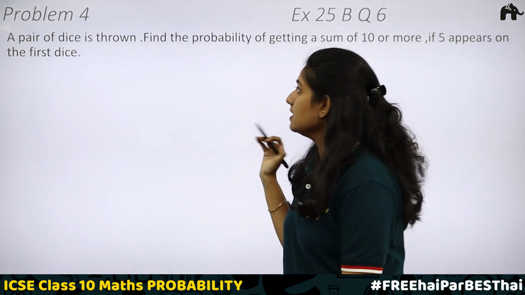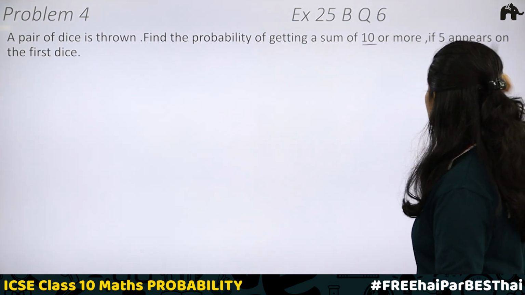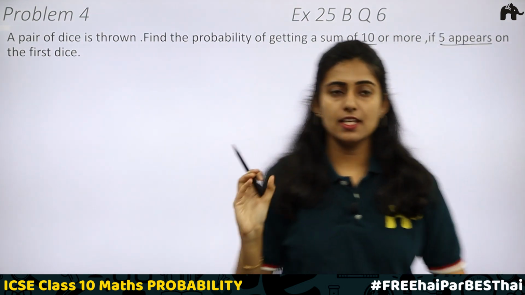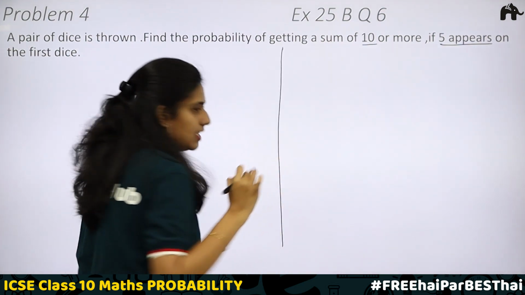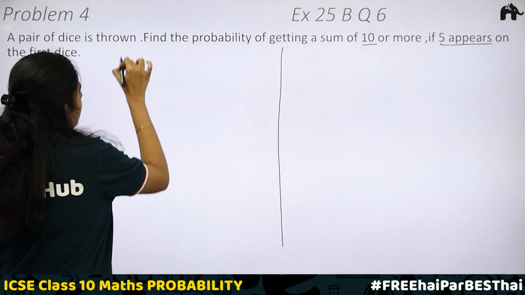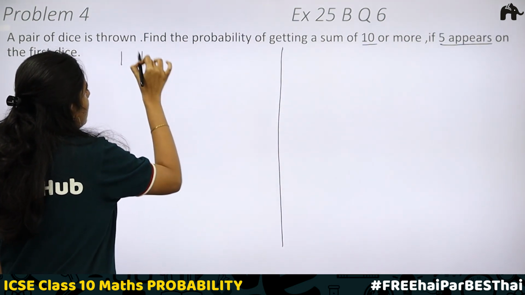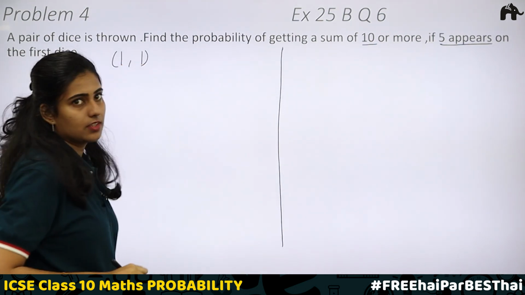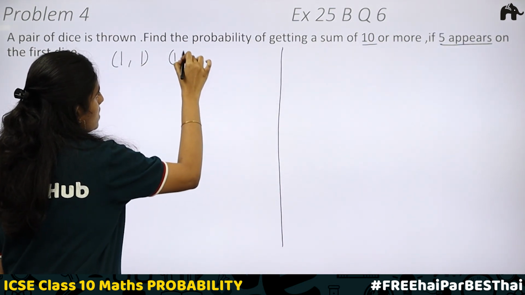Next, problem number 4, question 6 of exercise 25B. A pair of dice is thrown. Find the probability of getting a sum of 10 or more if 5 appears on the first die. So when we have 2 dice here, okay, pair of dice, there are 2 dice. So when you throw it randomly, one can appear on the first die and the same one can appear on the second die. So this is one chance. 1 is on the first die and 2 is on the second die.